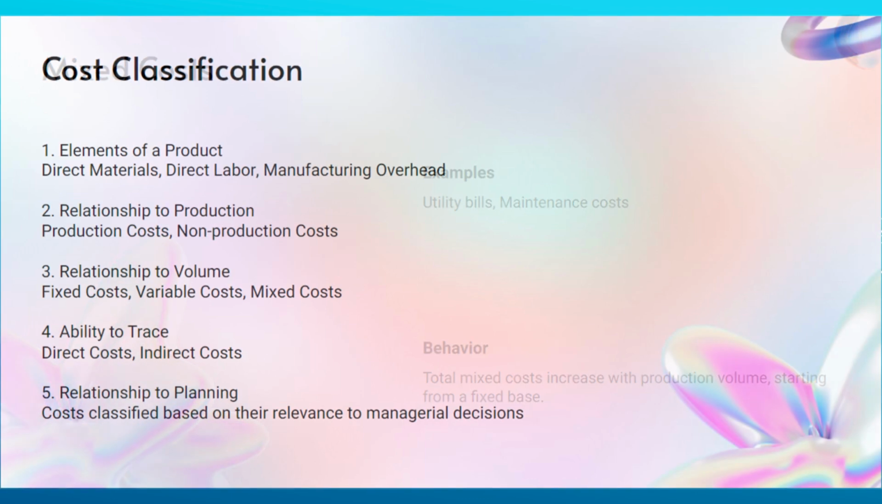Number four, cost classification based on ability to trace. We have direct costs and indirect costs. And number five, cost classification based on relationship to planning, controlling, and decision making.